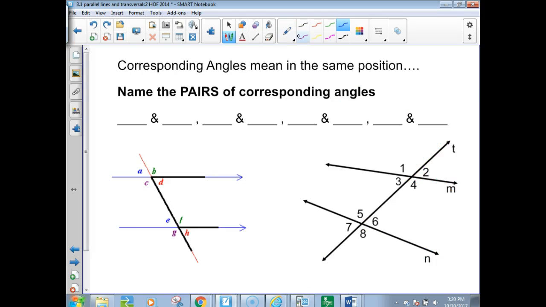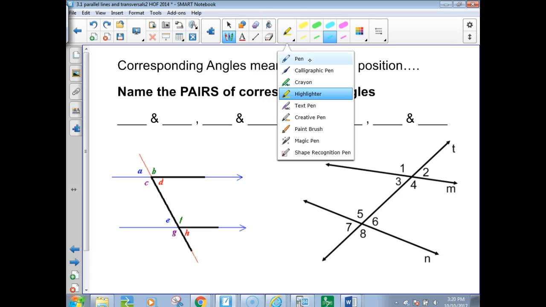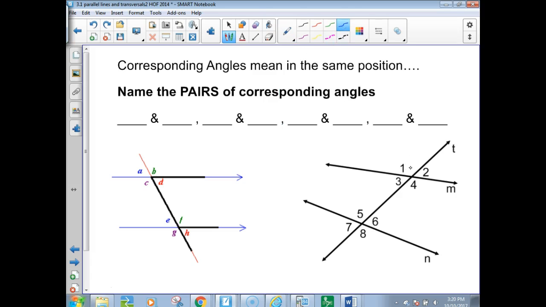We're going to talk about corresponding angles now. Corresponding angles mean in the same position. Again, we discussed that on the ISN. Angle 1 corresponds to angle 5. That's a pair. 2 corresponds to 6. Can you give me another pair of corresponding? What about 3? Yep, 3 and 7. Thank you. And 4 corresponds with 8.